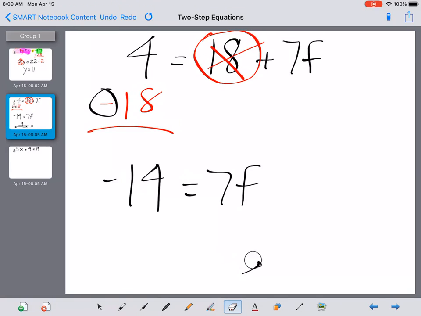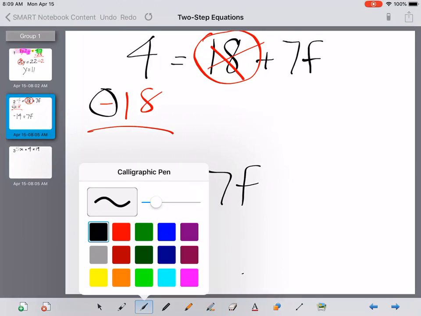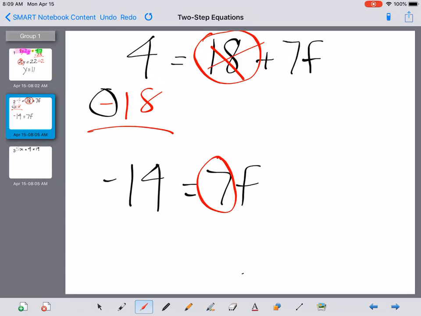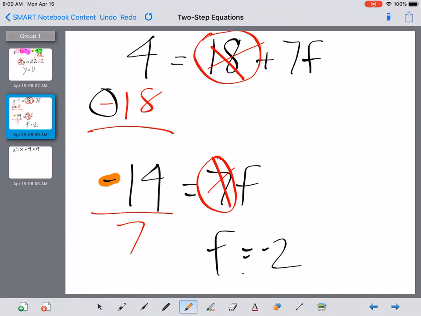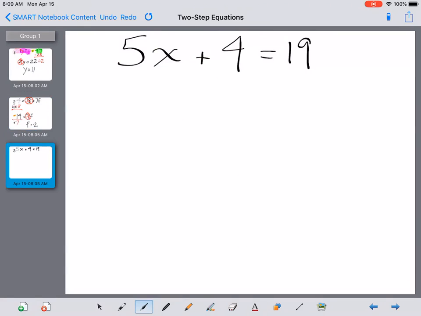At this point now I want you to reverse out that multiplication, the 7 times f. We can do that with division. Negative 14 divided by 7. The answer is going to be negative 2. Rules of operations dictate that when you're doing division and the signs of the numbers are different, this is a positive 7, when the signs are different, the answer is going to be negative.